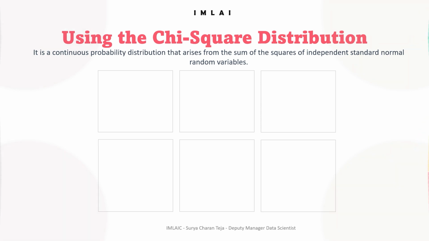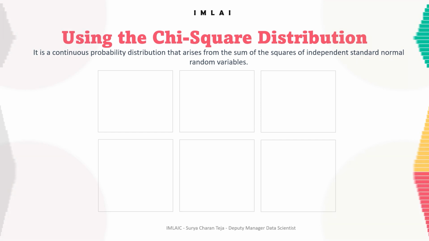So the chi-square distribution is a probability distribution that is commonly used in statistical inference, hypothesis testing, and machine learning. There are three important categories where we use it: statistical inference, hypothesis testing, and machine learning. It's a continuous probability distribution that arises from the sum of squares of independent standard normal random variables.